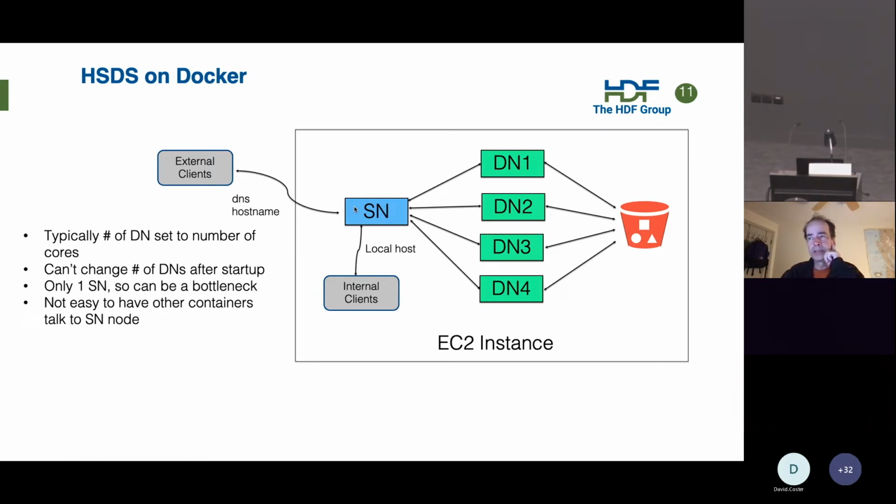A few provisos. The number of data nodes is fixed at startup, so you can't dynamically change it. Obviously, you can't add more machines, right? So if your capacity is beyond the limit of one machine, you're pretty much stuck with that. There's only one SN container. So if the SN happens to be the bottleneck, which could be true in some applications, that'll limit your performance. And lastly, it's a little hard in Docker to have other containers talk to co-containers on Docker. Just remember that.